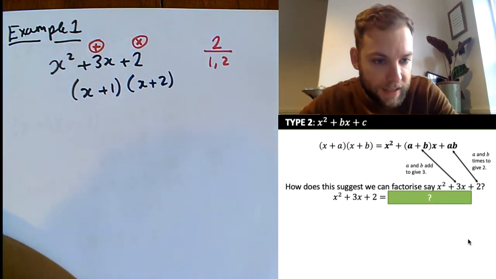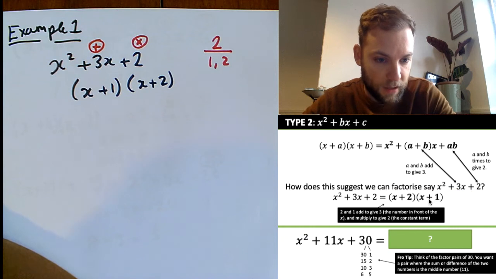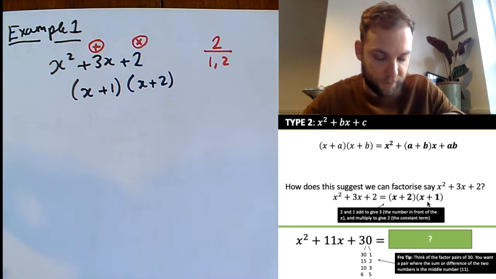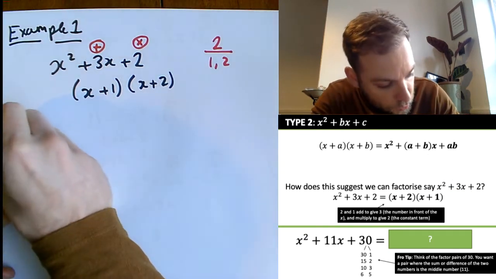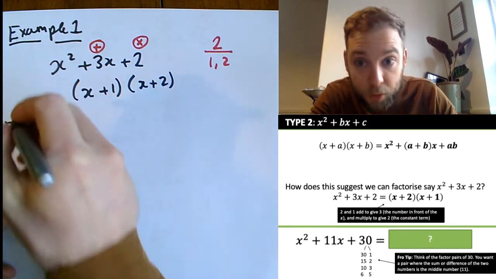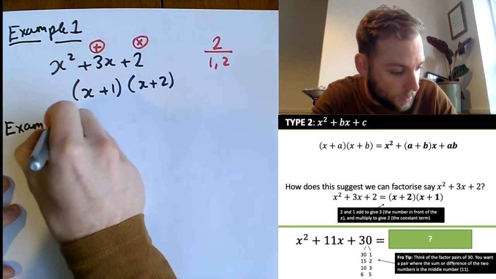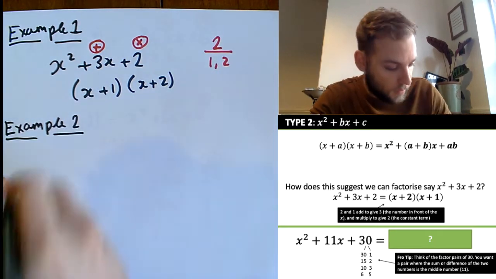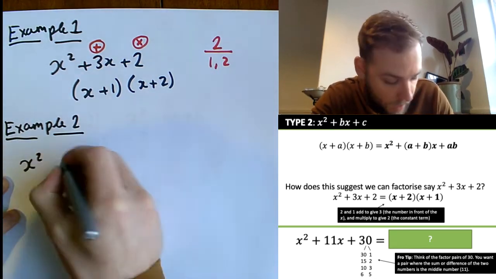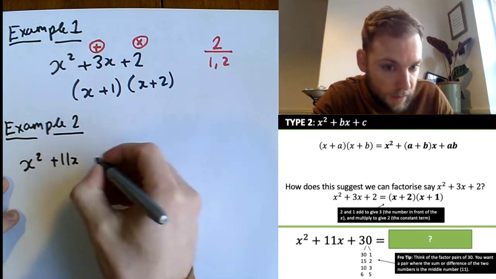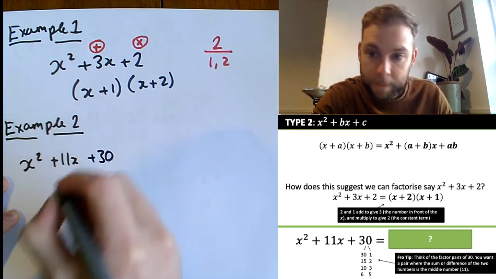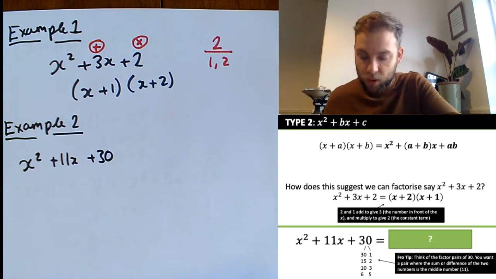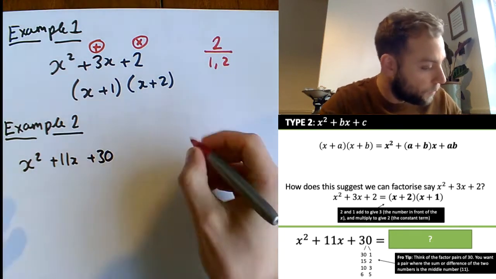So let's have a look at another one here. Now they've already written the multiples there for you. So example 2, make sure you're getting this in your notes. Remember, the only way to learn maths is to do it. So here I've got x squared plus 11x plus 30. They've already written down the multiples, but I'm going to show you the best way to do that.